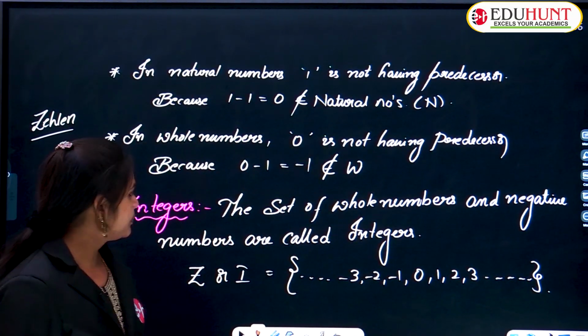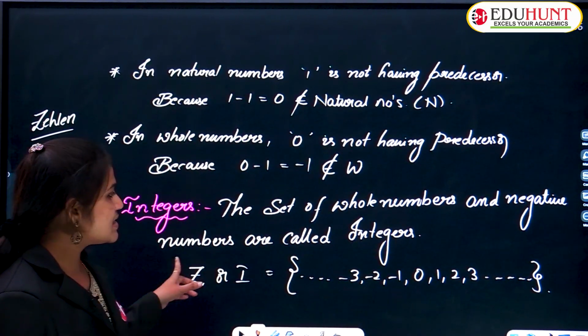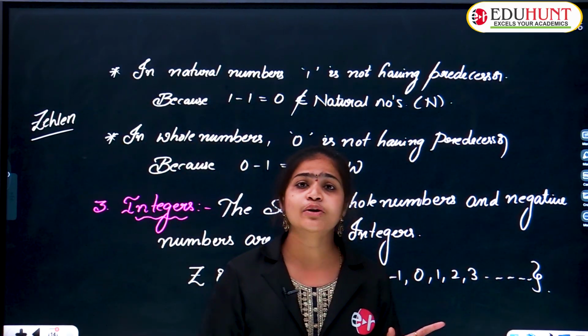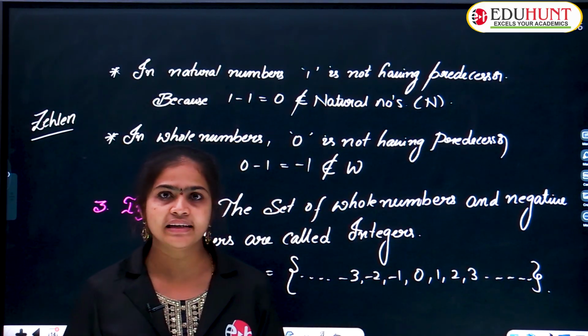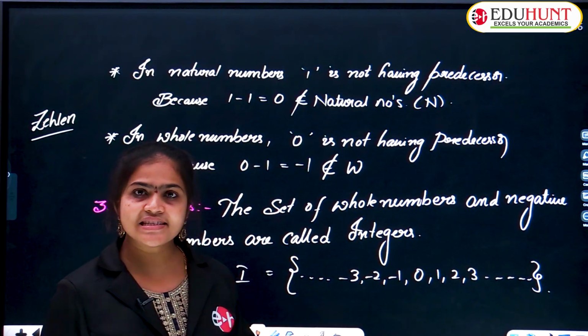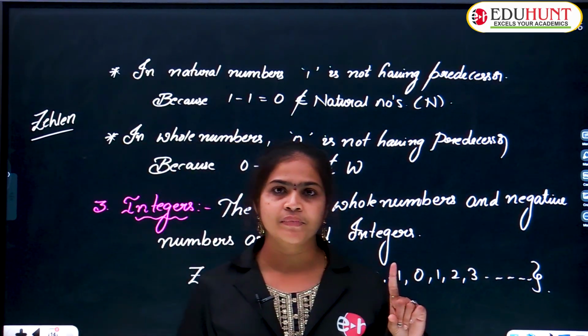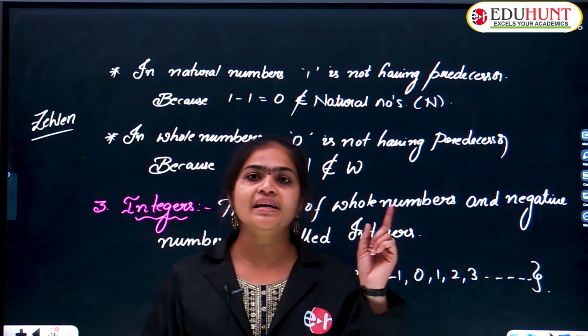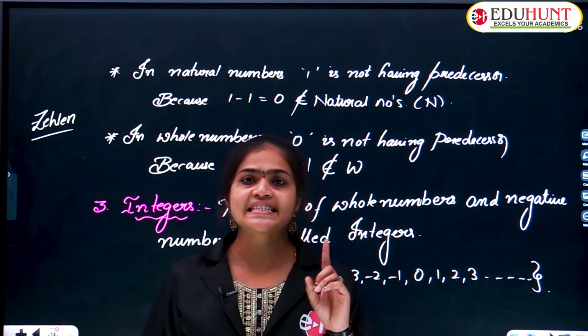Is it clear to you? Now the set of integers is equal to negative numbers, positive numbers and 0. Here 0 is neither positive nor negative. What is the smallest positive integer? 1. What is the greatest positive integer? We can't say. Which number is neither positive nor negative? 0.